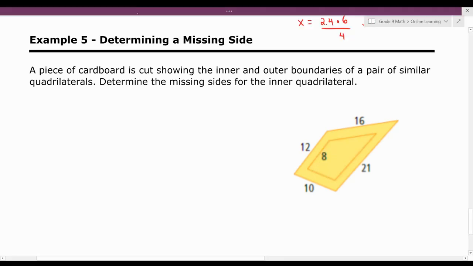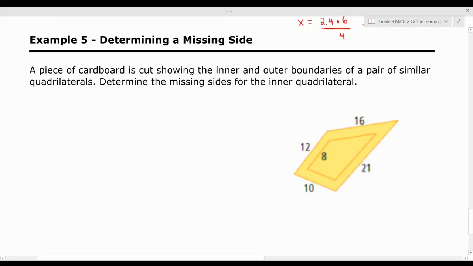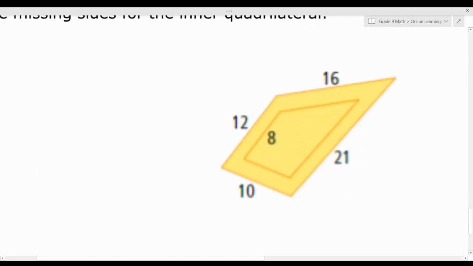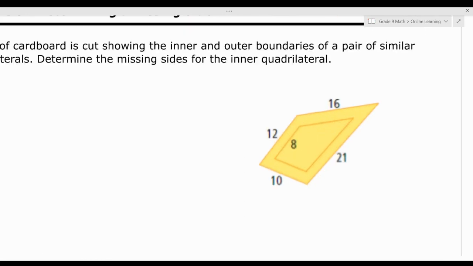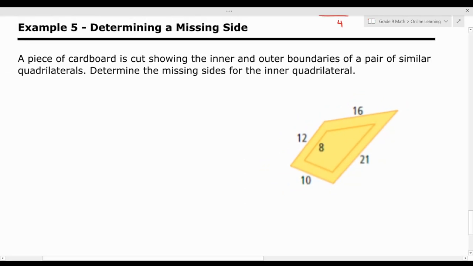Now, what that means then, if you look at this diagram, to me, it's like the shape, right? So you had this outer quadrilateral. It's been reduced down by some amount to get that inner quadrilateral. So I would notice that whatever this side was, that was 12, we applied some scale factor to it to reduce it down to the 8. Okay, and we're going to have to figure out what was that.